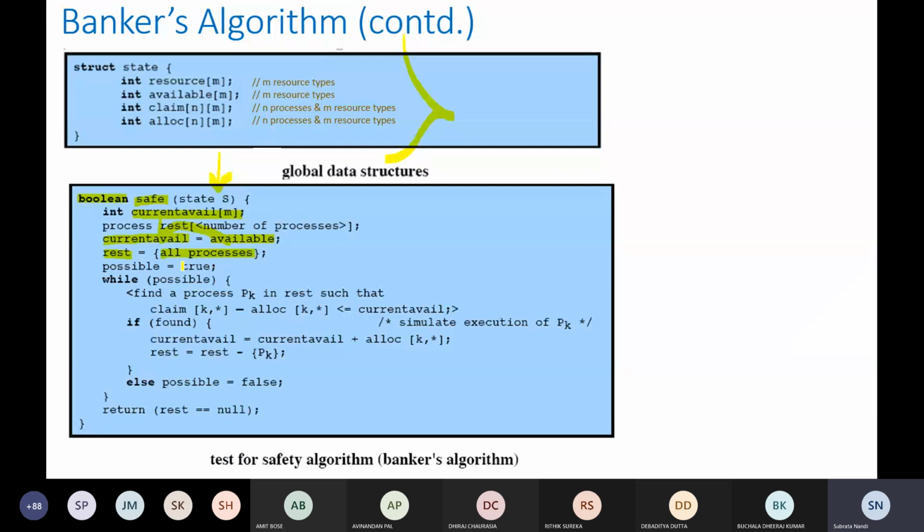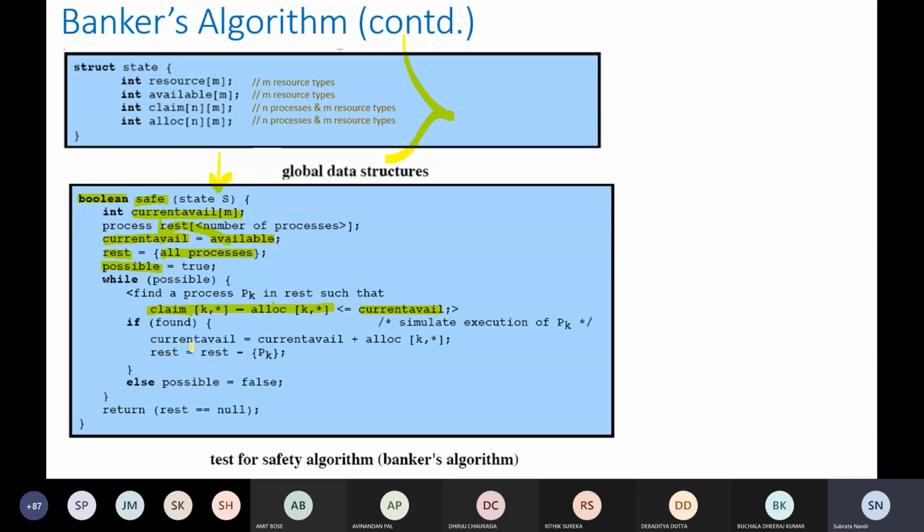Then we use a boolean variable possible, which is set to true. So it's a while condition. What it does is find a process pk in the rest set such that its claim minus alloc, that is, the original claim minus allocation, is less than or equal to current avail. So this is c minus a. If c minus a is less than or equal to the current availability, that means it can be satisfied. If it is the case, then you simulate the execution of pk as if pk completes.